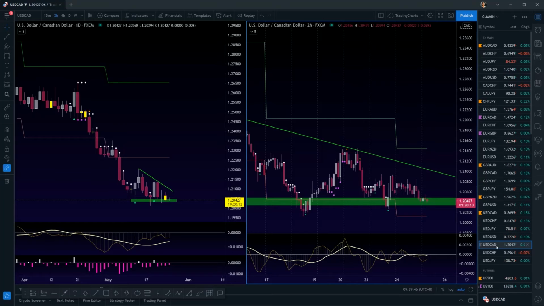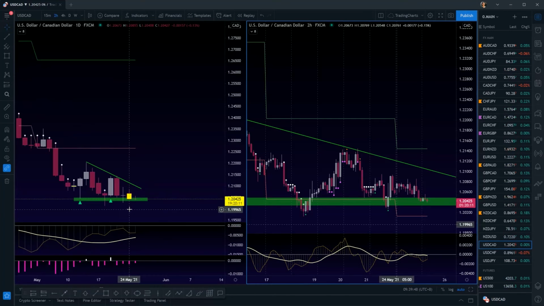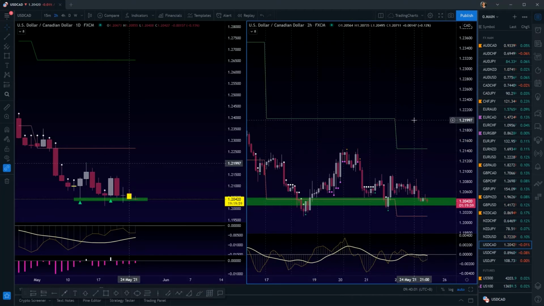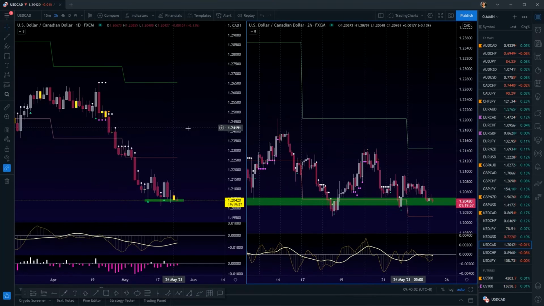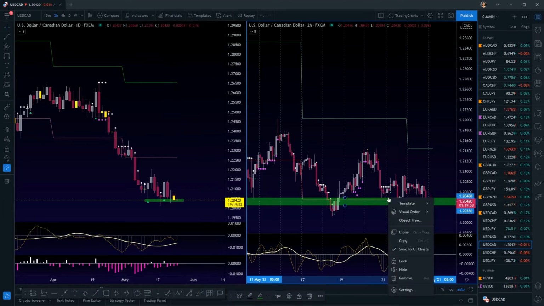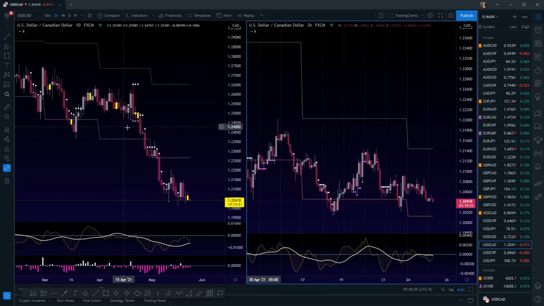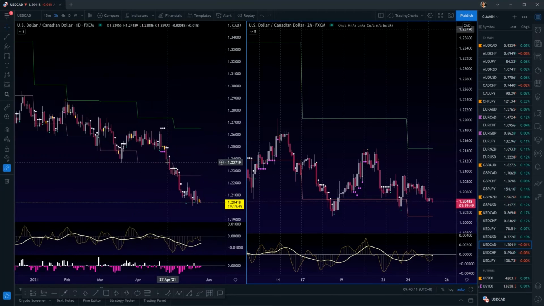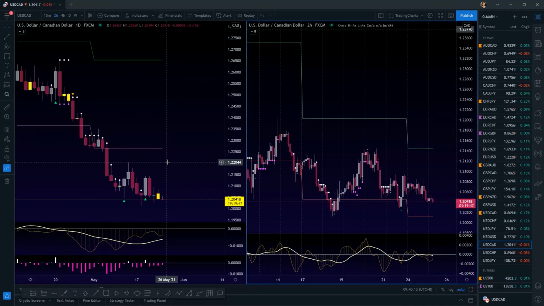US dollar Canadian on the daily, we got a narrow range, also an inside bar, and then the previous day was a doji. So yeah, this one is also getting ready for some action. We just don't know where. It might be downside. It might be even more downside, although this thing has moved down so much. But let's not rule it out.